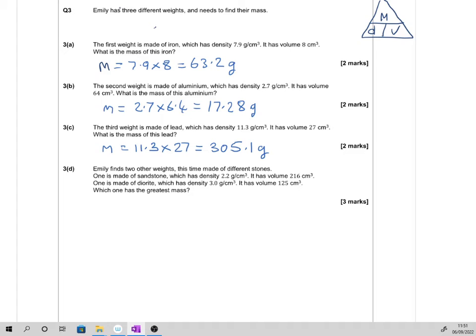Emily finds two other weights. This time it's made of different stones. One is made of sandstone, which has a volume. One is made of diorite, which has a density and a volume. Which has the greatest mass?